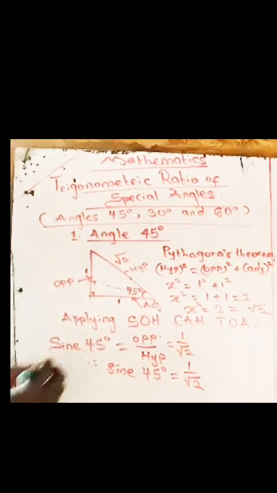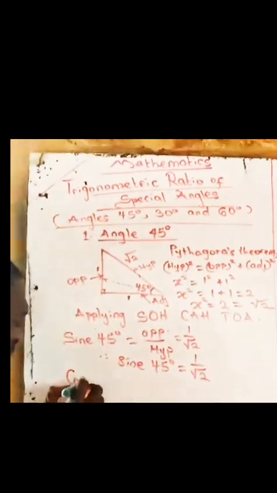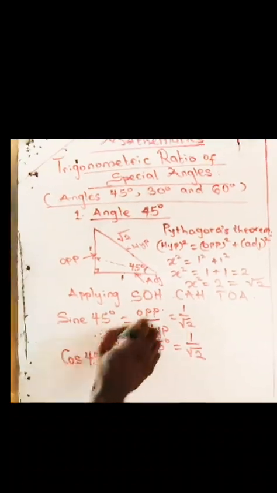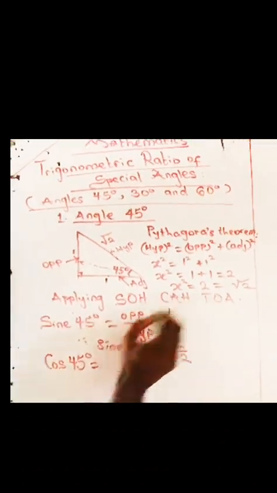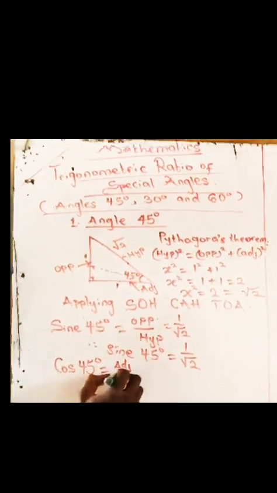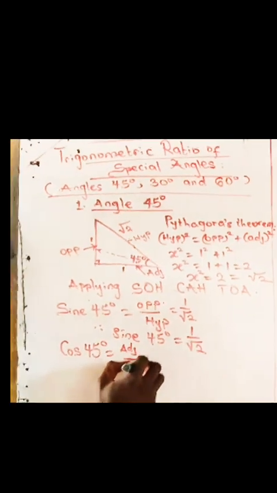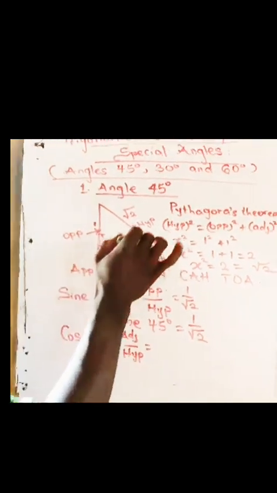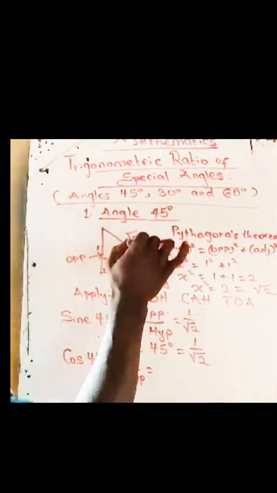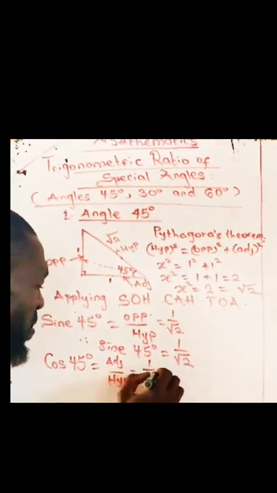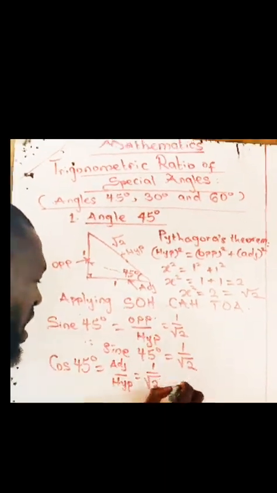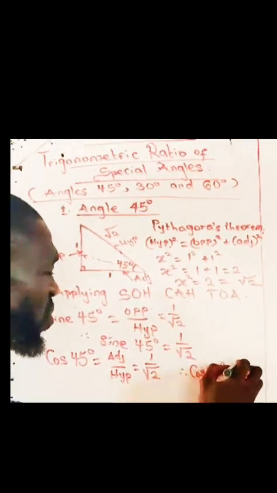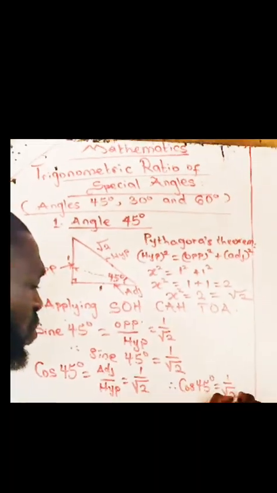Now let's move on to get our cos 45 degree. Cos is adjacent over hypotenuse. What's our adjacent here? Adjacent is 1. The hypotenuse is root 2. So adjacent over hypotenuse is 1 over root 2. Therefore, cos 45 degree is also 1 over root 2.